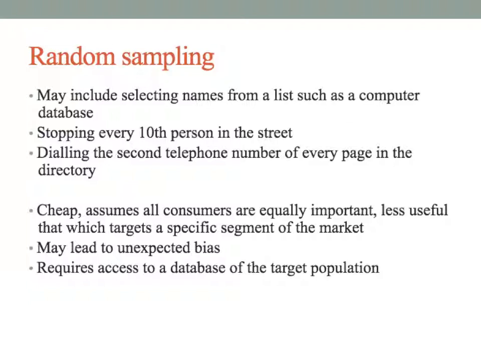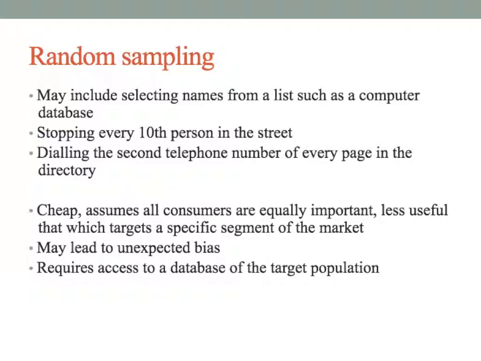So the easiest way to think about random sampling is to select names from a list of a computer database, and you might literally close your eyes and use your pen and draw dots over the page, and they're the people. It's purely by chance. You could stop the 10th person in the street. It doesn't matter if they're male or female, if they're old or young.